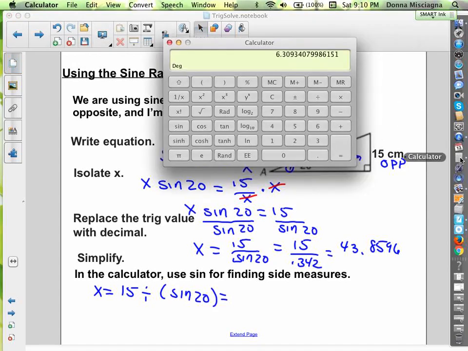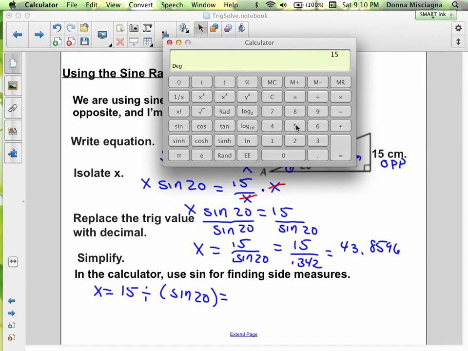So we have 15 divided by, I want to divide by all of sine 20. So I'm going to need my parentheses first for this calculator. And then 20 sine. Notice that's the 3 decimal places. It's the same trig ratio we got from the table. I'm going to close my parentheses and equals. So now I've got 43.8571.